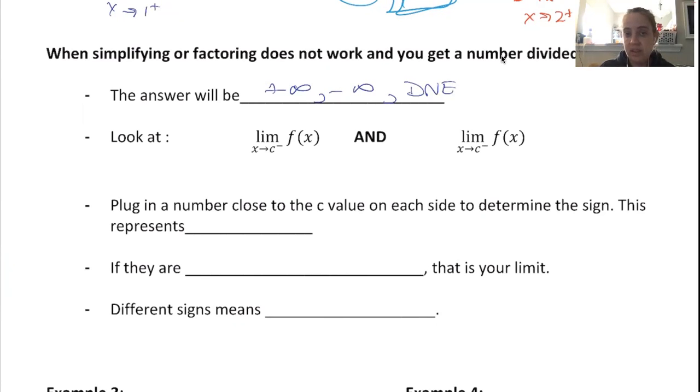We have to look at the limit as it approaches from the left and also from the right. So we want to substitute a number close to c on each side to determine the sign. This will represent either positive infinity or negative infinity, and we're only going to look at the positives and negatives. If you get the same sign, that's your limit. So if you got positive infinity on both sides, positive infinity is your limit. If you have different signs, a positive infinity and a negative infinity, you get does not exist.